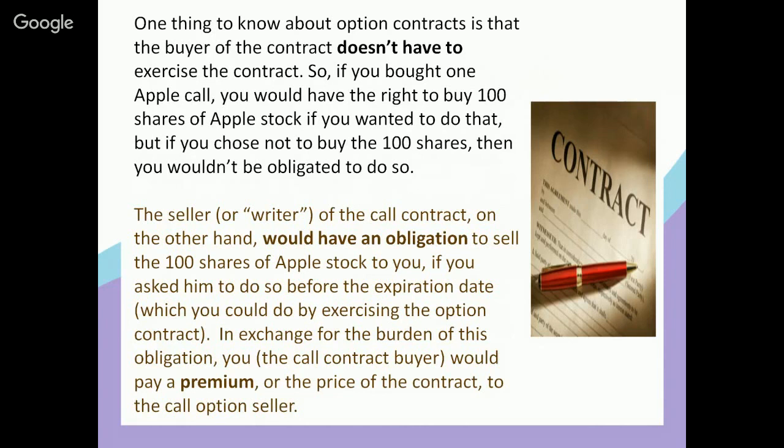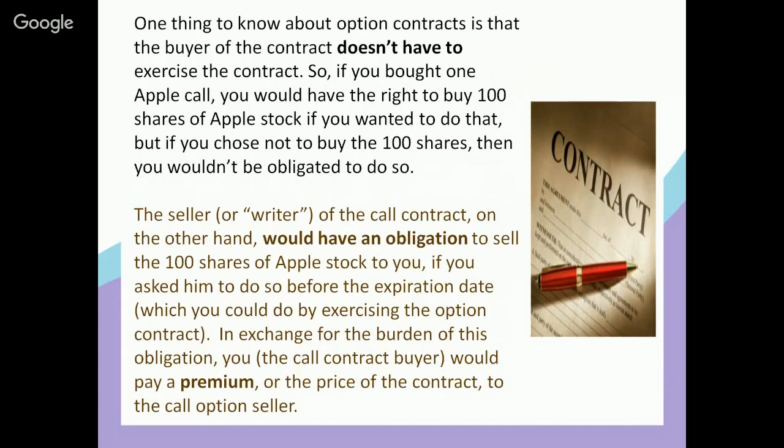Now, the seller, which is also called the writer of the call contract, because remember, when you bought it, somebody had to sell it to you. The seller of the call contract, on the other hand, would have an obligation to sell the 100 shares of Apple stock to you if you asked him to do so before the expiration date, which you could do by exercising the option contract. Okay, so that's if you bought the contract from him. You could ask him to do it any time until the expiration date.